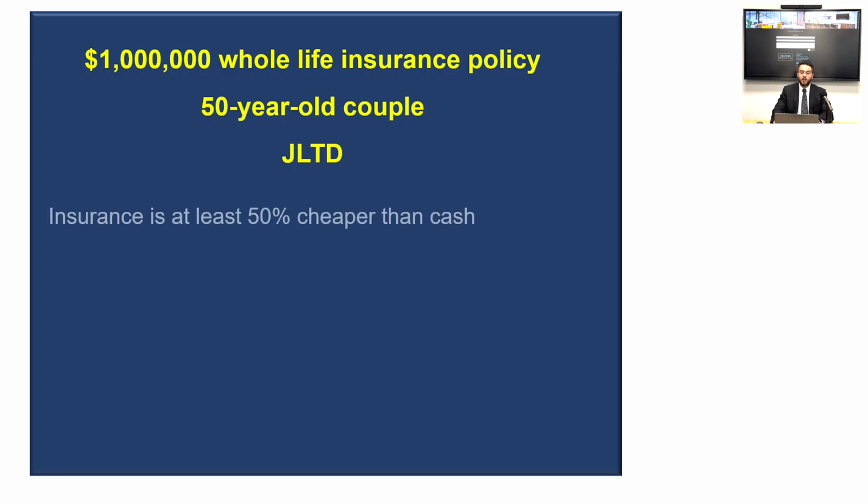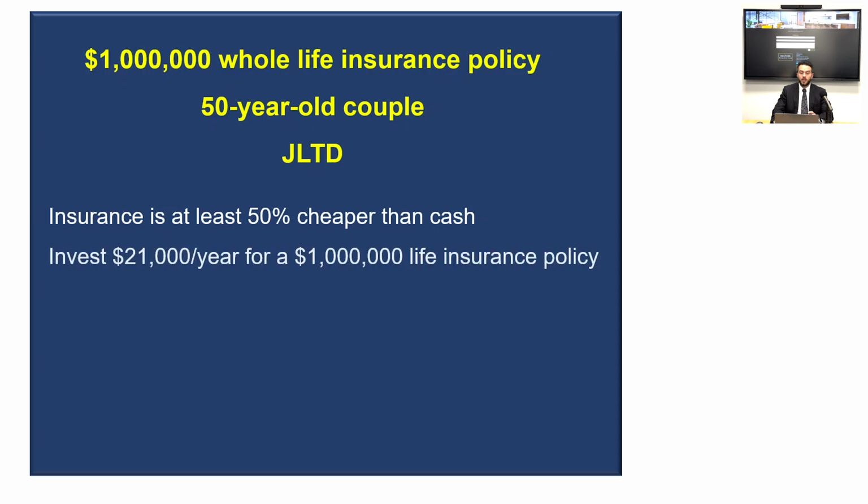come into play. So this option is going to be at least 50% cheaper than cash, which already is going to save you a significant amount of money. So they could invest approximately $21,000 a year for premiums in exchange to have a $1 million life insurance policy paid out from day one. So if they died tomorrow, $1 million gets paid out.